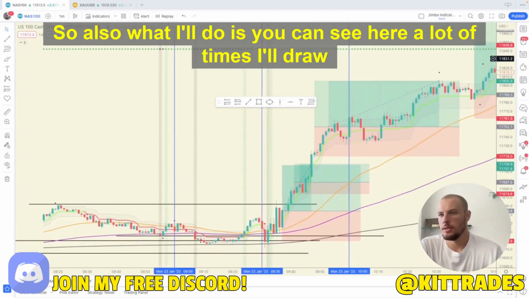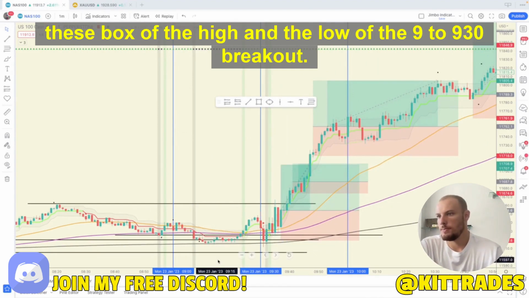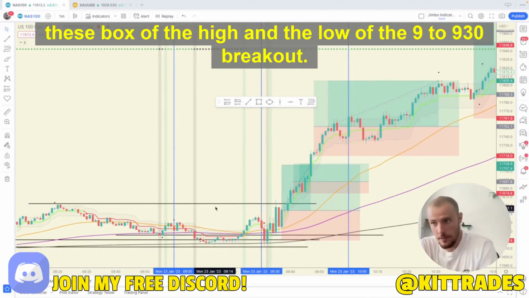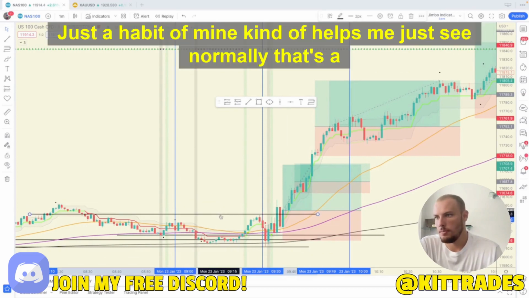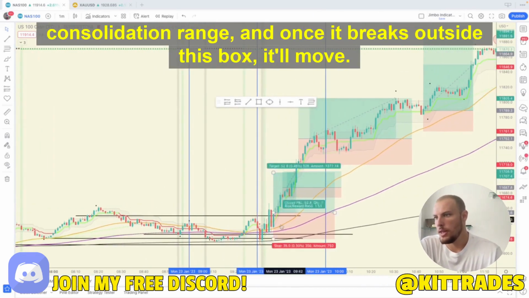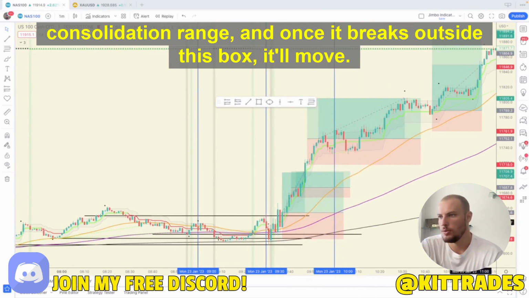So also what I'll do is you can see here a lot of times I'll draw these blocks of the high and the low of the 9 to 9:30 breakout. It's just a habit of mine. It kind of helps me just see. Normally that's a consolidation range. And once it breaks outside this box, it'll move.